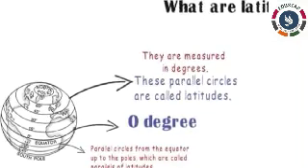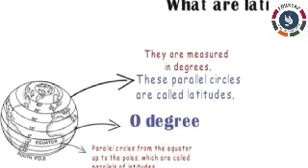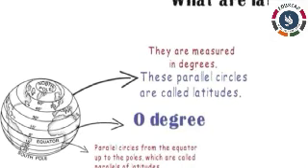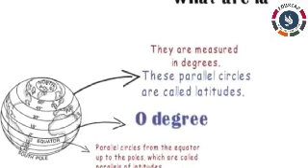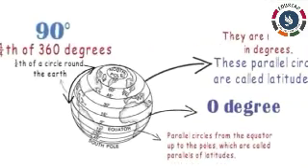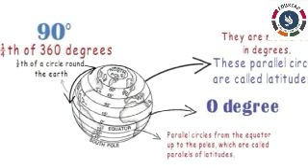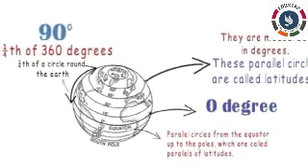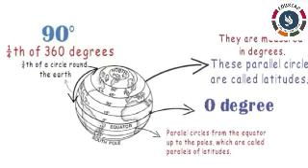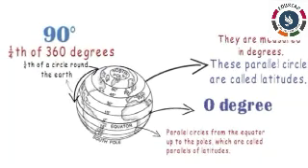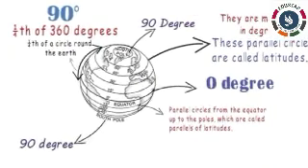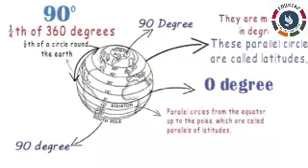Since the distance from the equator to either of the poles is one-fourth of a circle round the Earth, it will measure one-fourth of 360 degrees, that is 90 degrees. What is one-fourth of 360 degrees? That is 90 degrees. Thus 90 degrees north latitude marks the North Pole, and 90 degrees south latitude marks the South Pole.